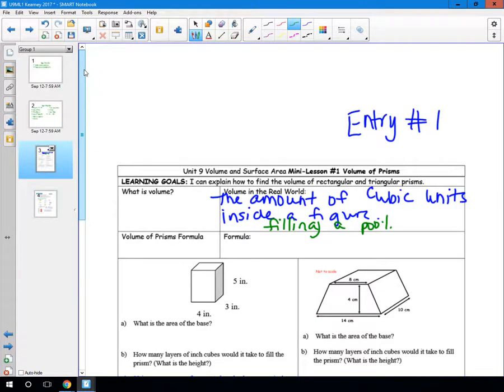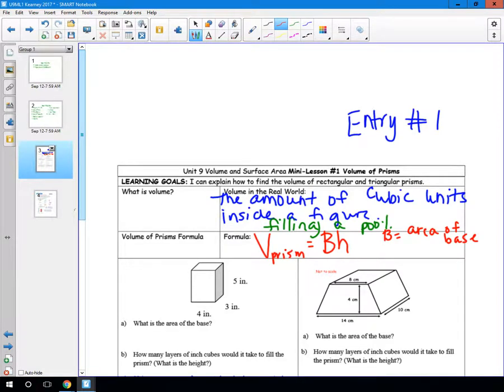The formula is: volume of a prism is big B times H. Big B times H. You heard me right. Now let's talk about what big B is. Big B is the area of the base. So first you're going to find the area of the base. And remember we said the base is the shape that's being repeated throughout the entire figure.